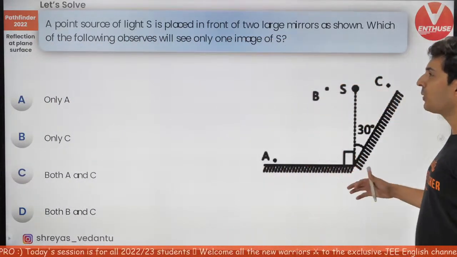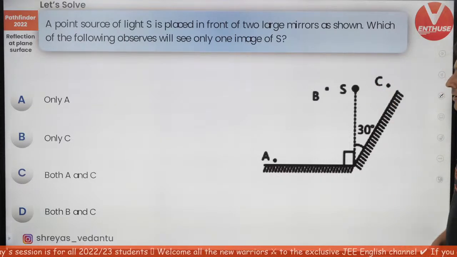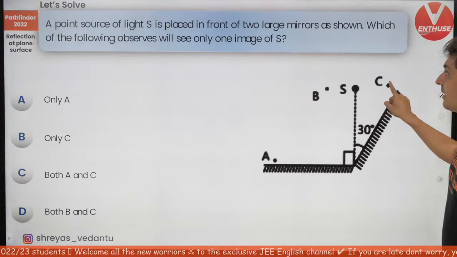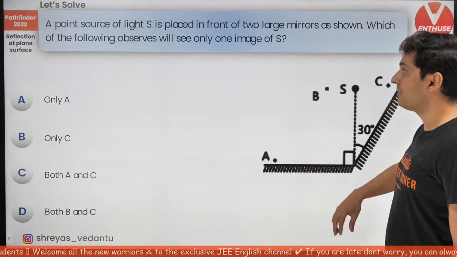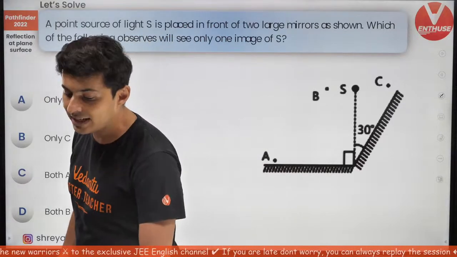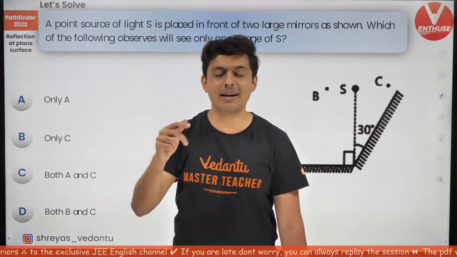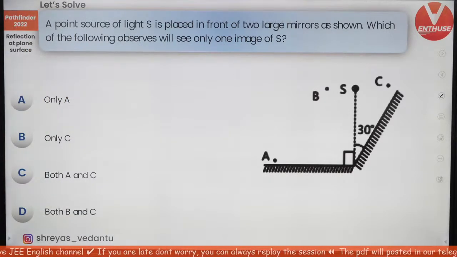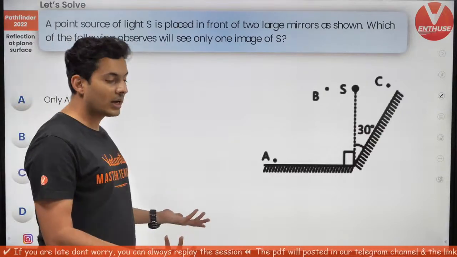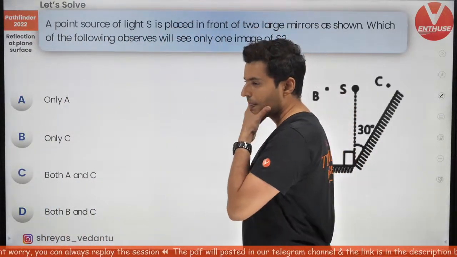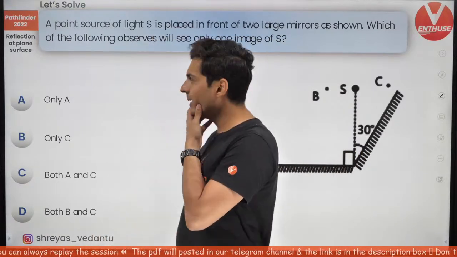Okay. There is a light source kept here. Think out of these three observers, A, B, and C, which of the observers will only see one image? Exactly one image of that source S. Think about it, my warriors. There's only one particular or maybe two people who are going to see exactly one image, not more than that. Which one is it? Think carefully.